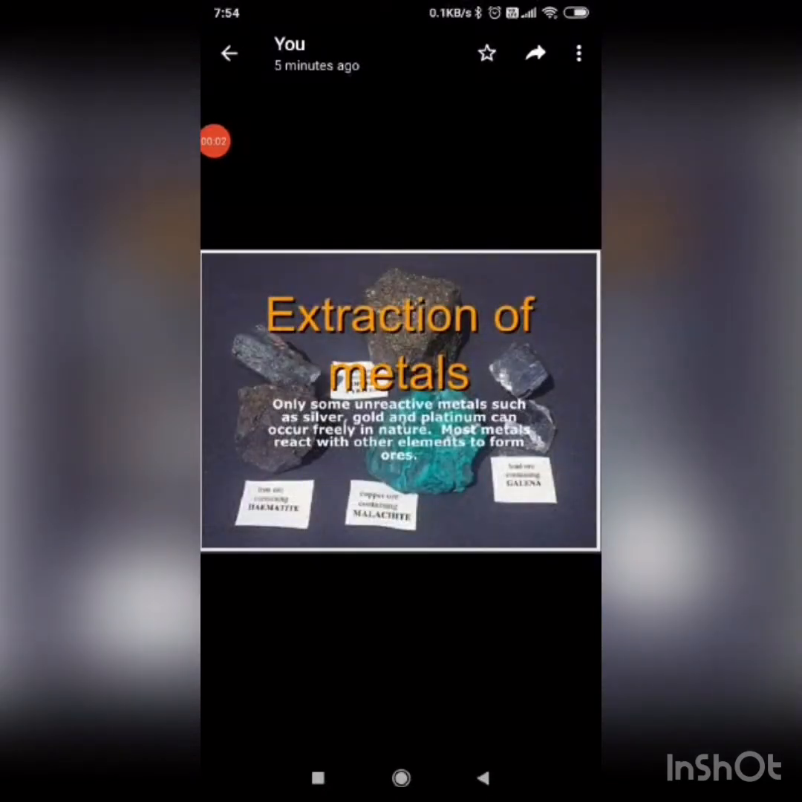So let's start with the extraction of metals. Metals occur in the earth's crust and in seawater in the form of ores. The earth's crust is the major source of metals. Seawater contains many salts such as sodium chloride, magnesium chloride, etc.